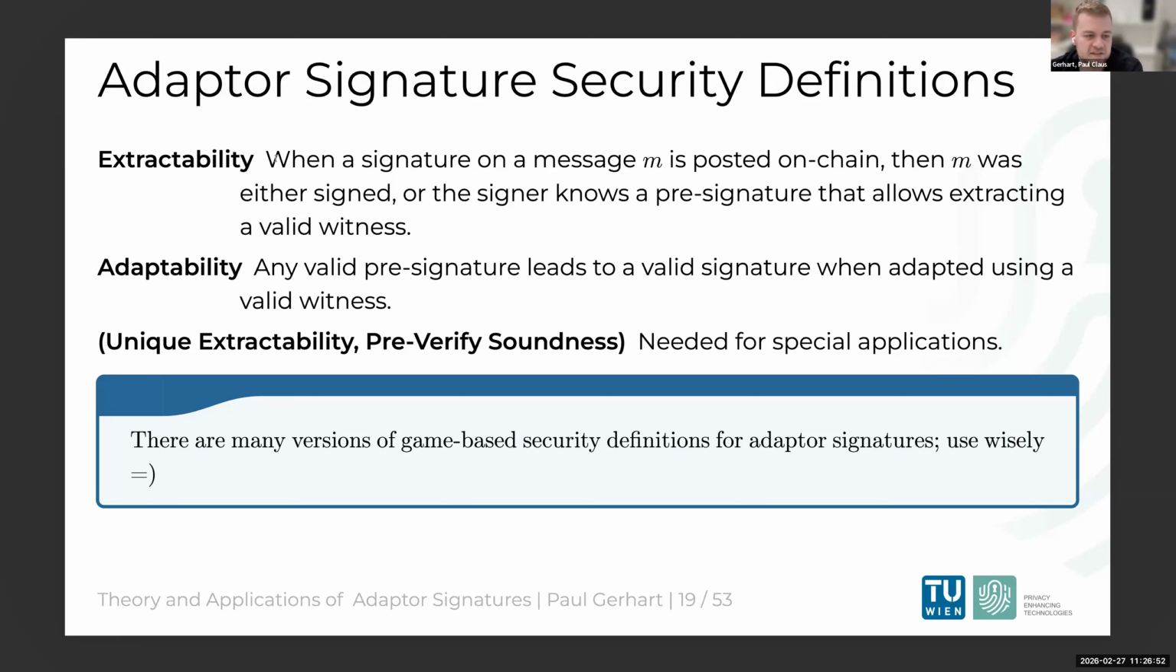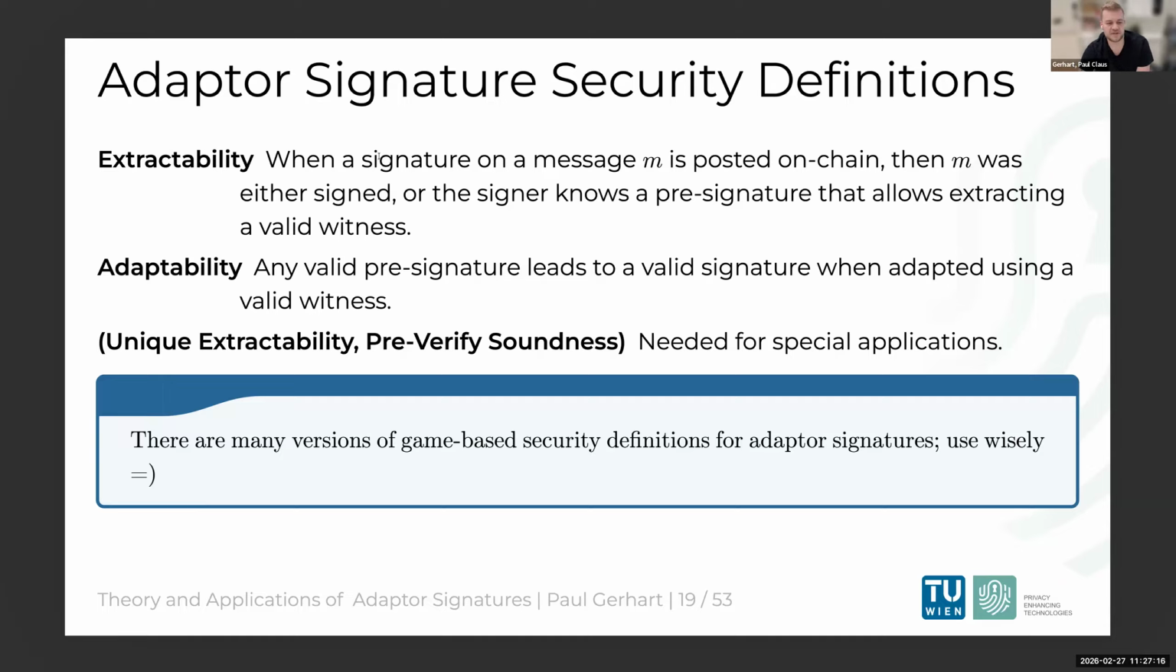The two definitions we have are, first, extractability, which says whenever there's a signature on a message M, then either the signer already signed the message, or the signer knows a pre-signature that allows extracting a valid witness. So signatures are unforgeable. However, if you learn a pre-signature, then I can extract. This protects the signer.